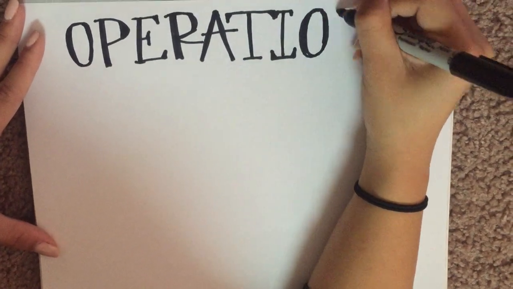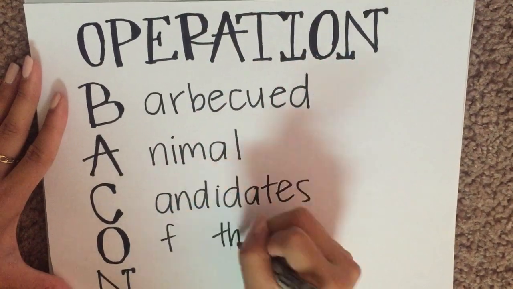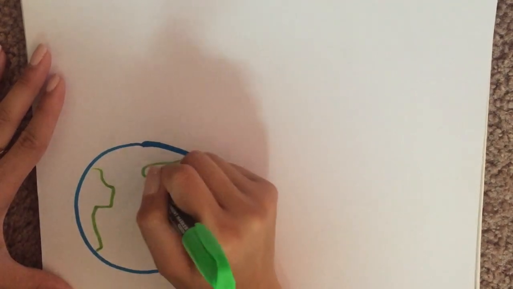The code name? Barbecue Animal Candidate of the Nation. Bacon, for short. Oh, I see you have accepted. Now we may begin.